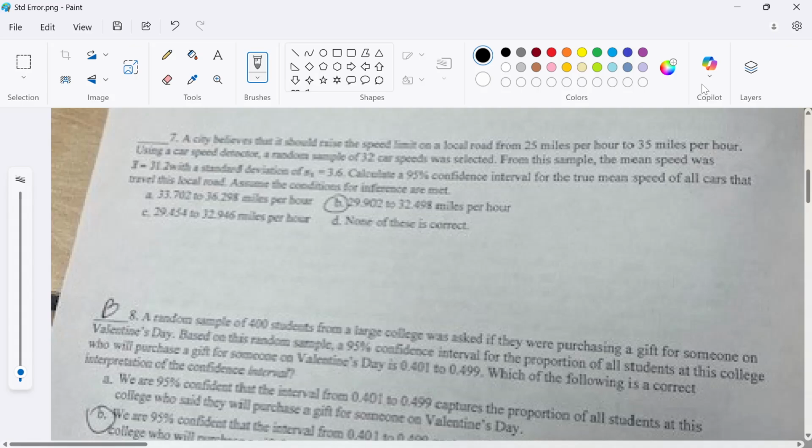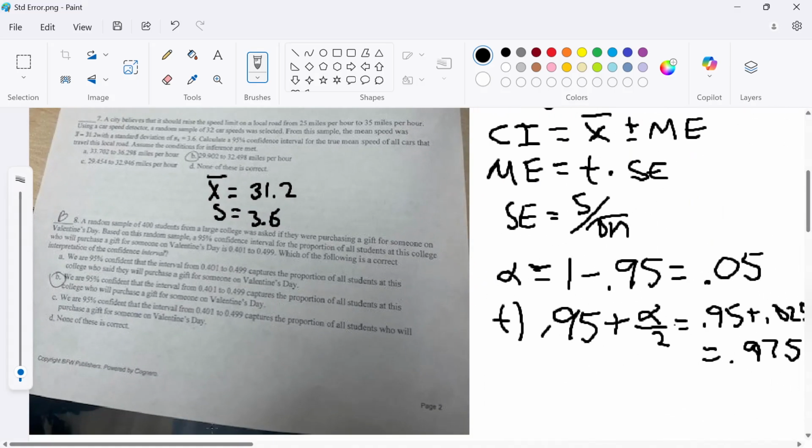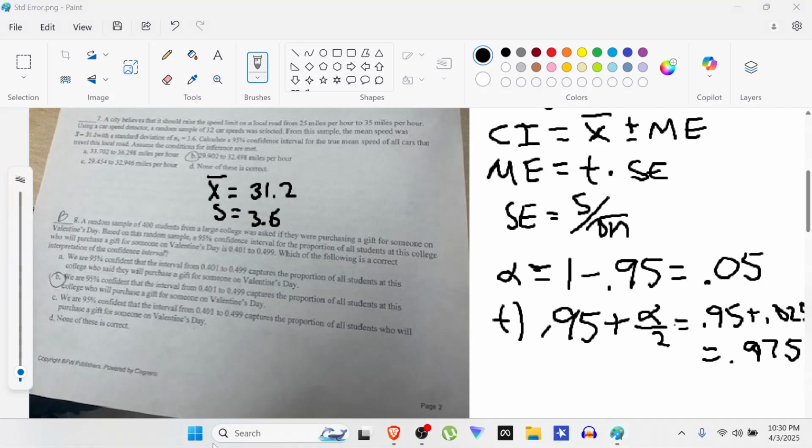Now, I've got the sample mean, which is 31.2. I've got the sample standard deviation, which is 3.6, but I don't have the population standard deviation. So I'm going to use a t-test here. And here are the formulas. I've already written them down for simplicity's sake, so I can just show them.